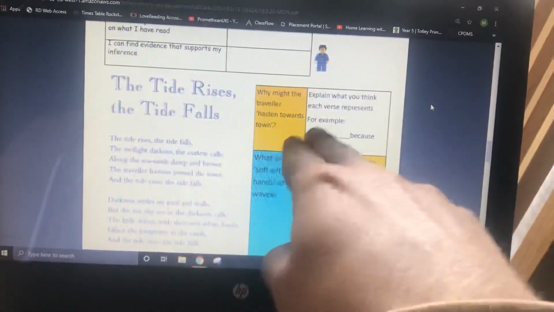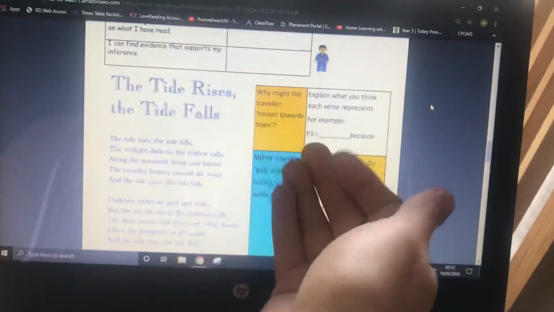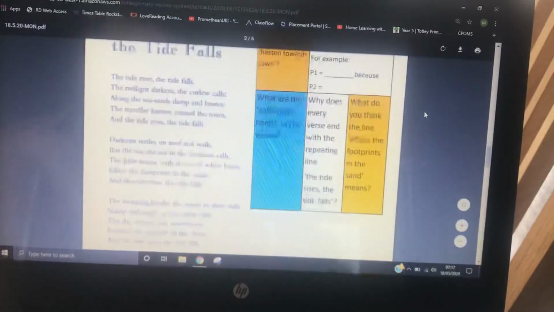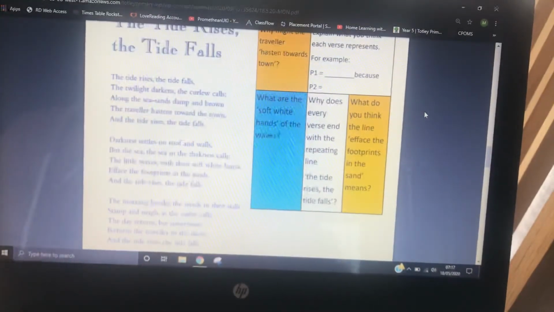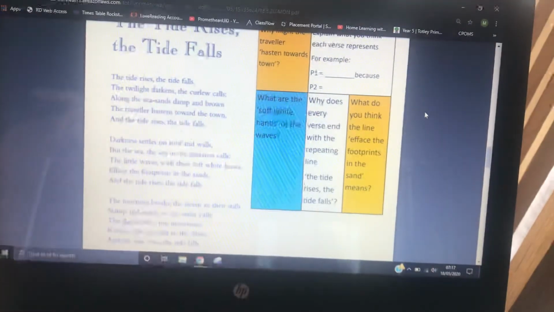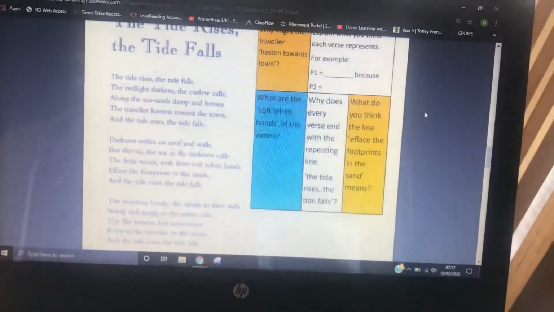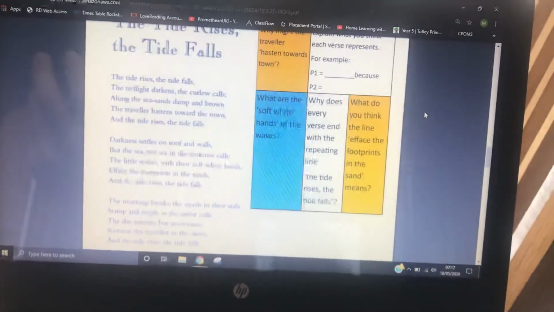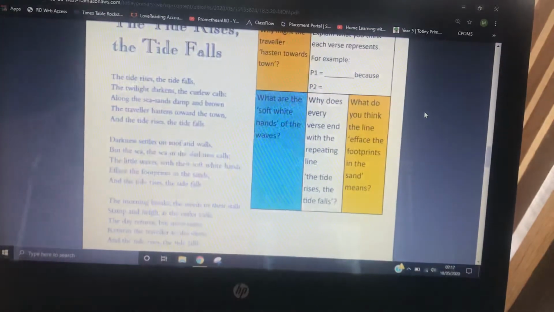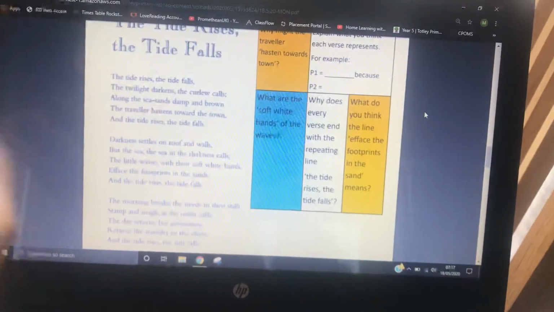So for example, paragraph 1, well that should be V1, shouldn't it, because it's verses. So verse 1, I think it represents this because. If you look at the first one, twilight darkens, a curlew calls, along the sea sands damp and brown, the traveller hastens towards a town. So in there, twilight is the evening becoming night. So if twilight's getting darker, it means it's getting dark, isn't it? And the traveller's hasting back to town, so he's getting home. So I think that one represents the evening and night falling.